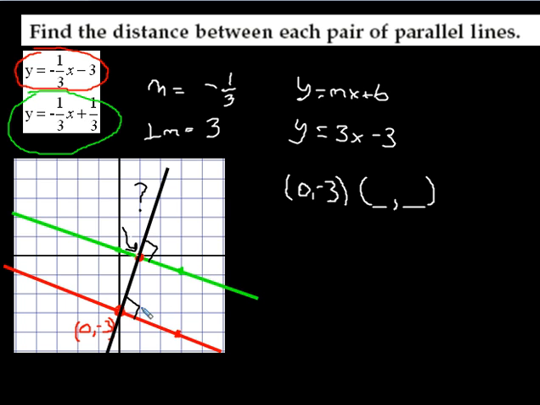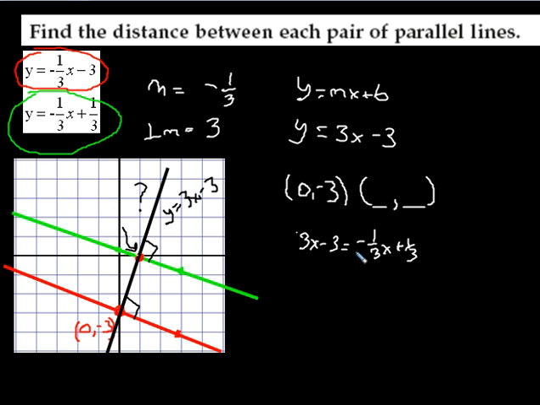Okay, so I need to set up where these two intersect, where the green line and the black line, and that black line has the equation y equals 3x minus 3. I need to know where those two intersect. So what I'm going to do is use a substitution method to solve systems. I'm going to take this 3x minus 3 and set it equal to -1/3 x plus 1/3. Okay, so here's what we have: 3x minus 3 equal to -1/3 x plus 1/3.